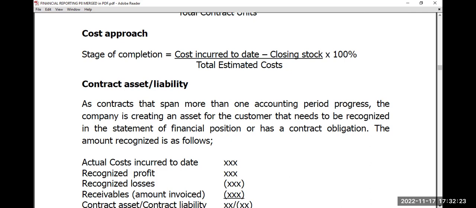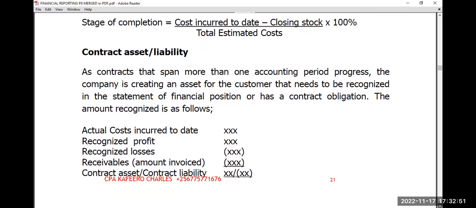Allow me to take you through some of the contract assets. We'll try to look at how we determine the contract asset or the contract liability, because some of these things are going to result in either a contract asset or a contract liability. So how do we determine those ones?